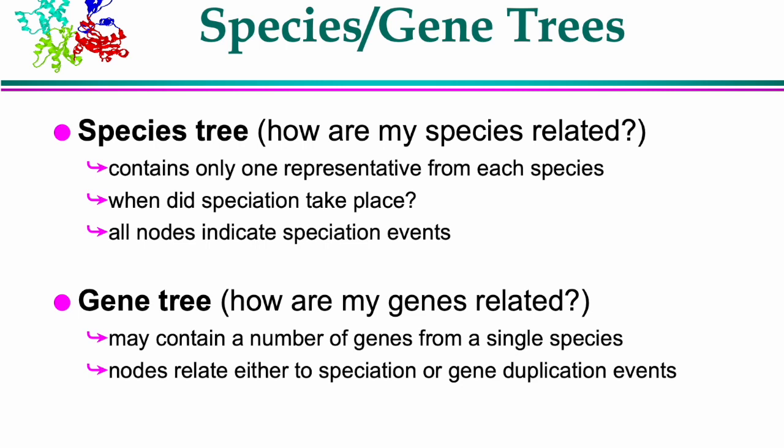The other type of tree is a so-called gene tree. That is how the genes are related. In that case, you can have several genes from one species. You can have several species mixed together. In this case, it can reveal some gene duplication events, some speciation events, but it requires you to do more annotation in order to understand the relationships among these genes.